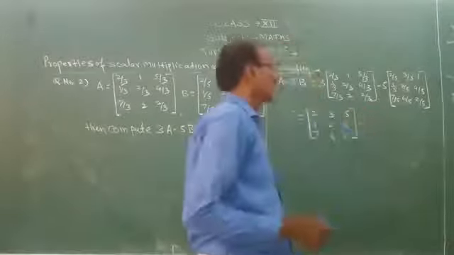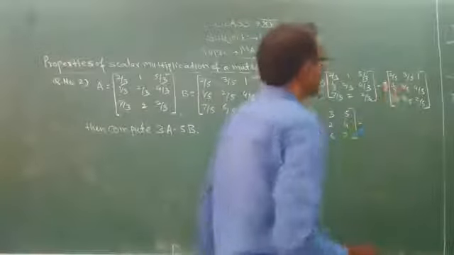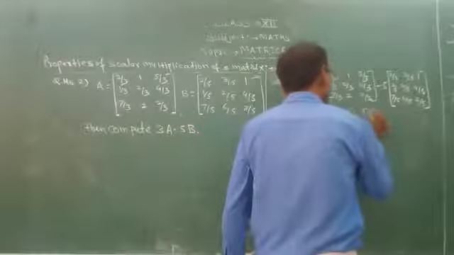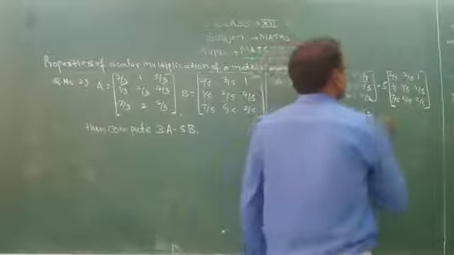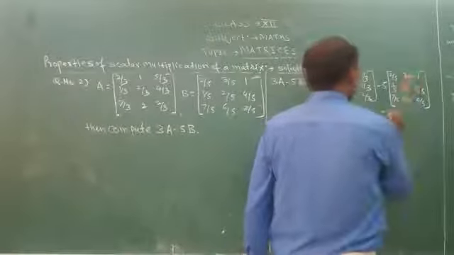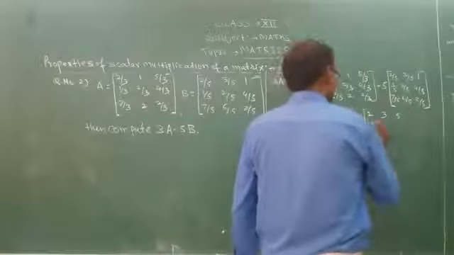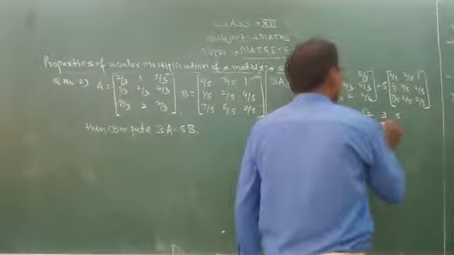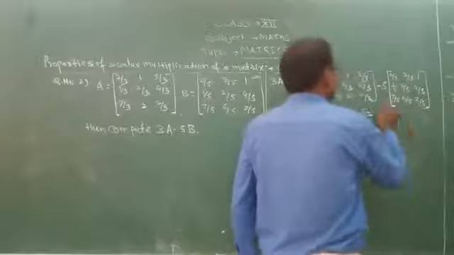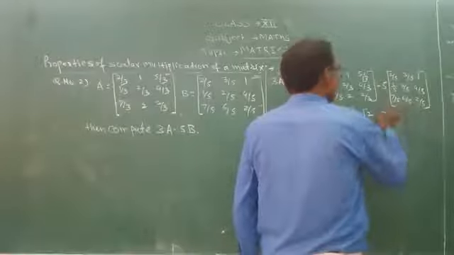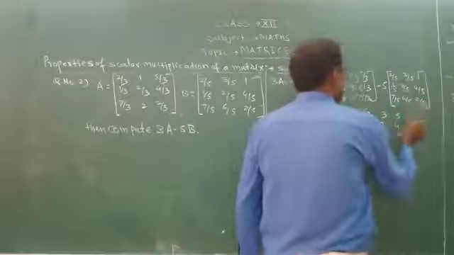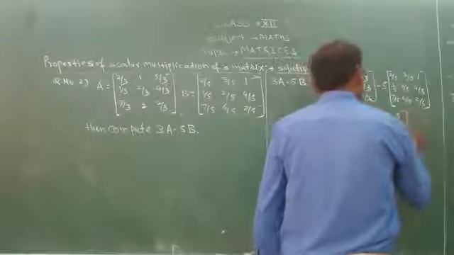Minus. Now you multiply this matrix by 5. 5 into 2 by 5 is 2. 5 into 3 by 5 is 3. 5 into 1 is 5. 5 into 1 by 5 is 1. 5 into 2 by 5 is 2. 5 into 4 by 5 is 4. 5 into 7 by 5 is 7. 5 into 6 by 5 is 6. 5 into 2 by 5 is 2.